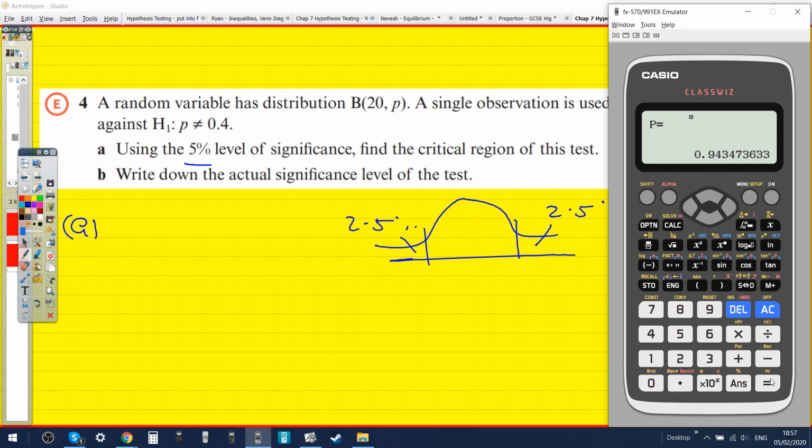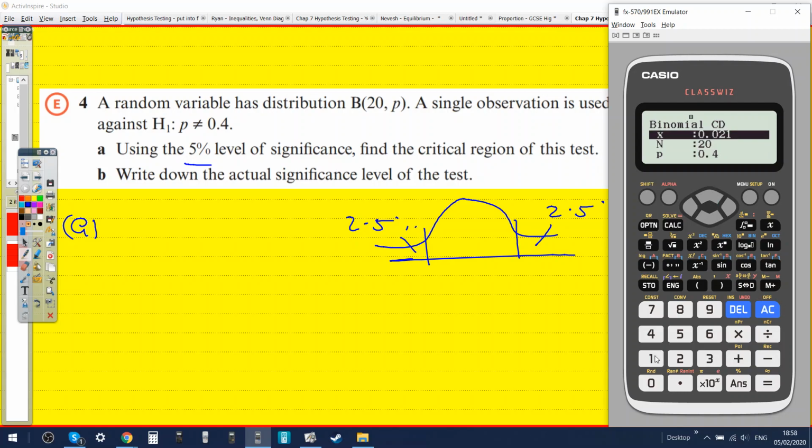So we want 97.5% or more. And what's our critical region for this one? 11 or more? Yeah. For 11, if you do 1 minus this value, you get 0.0565, which is bigger than 2.5%, so that wouldn't work. When you put in 12, it's bigger than 97.5%. So that one is about a 2.1% chance.